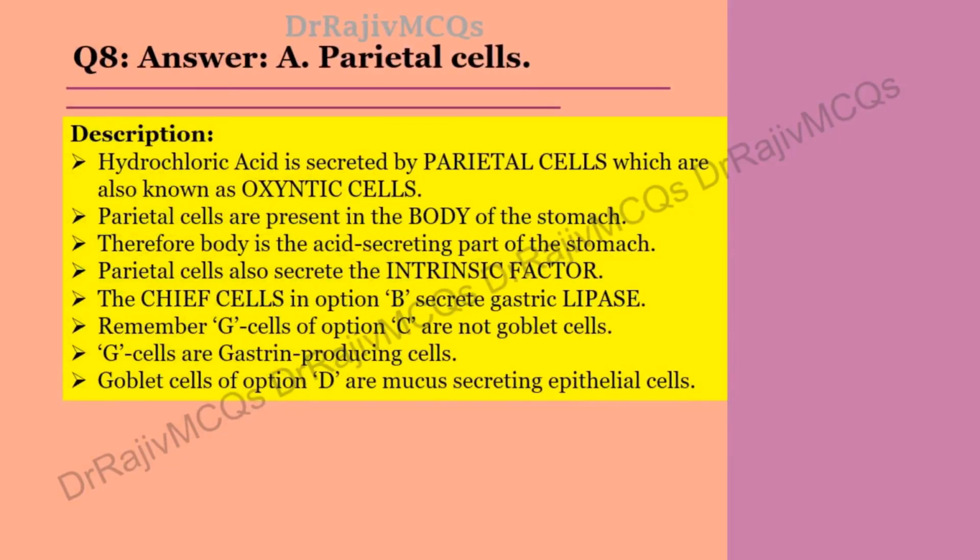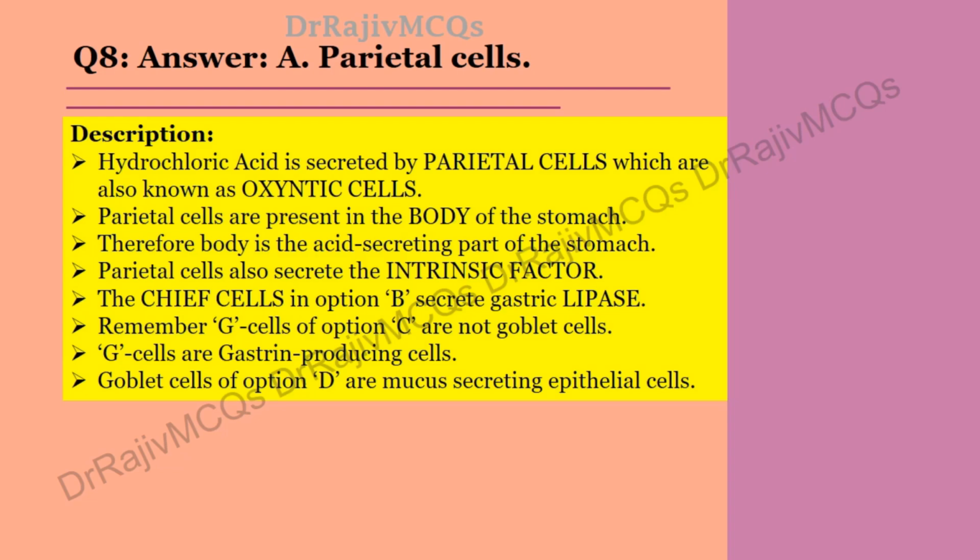The correct answer in question number 8 is option A. Gastric juice is a mixture of mucus, hydrochloric acid, pepsin, intrinsic factor, gastric lipase and gastric amylase. Hydrochloric acid is secreted by parietal cells which are also known as oxyntic cells. The function of HCl is to convert pepsinogen secreted by chief cells into pepsin and to kill pathogens present in food.